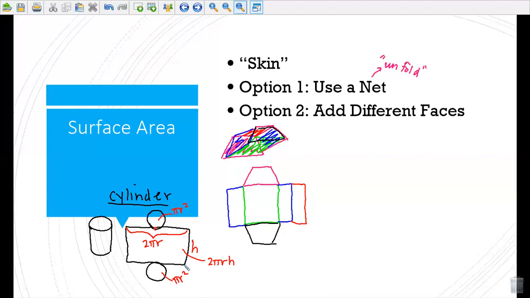We're not going to worry about having to memorize a formula as long as you understand the concept of what your cylinder looks like when you unfold it. All right, and then our other option is, come over here, a different color. Option 2 is to add the different faces, which is basically the exact same thing we just did here with our net, but without writing it down. And again, this is the one I use most, except for a cylinder. A cylinder, we got to use our net to be able to visualize it.